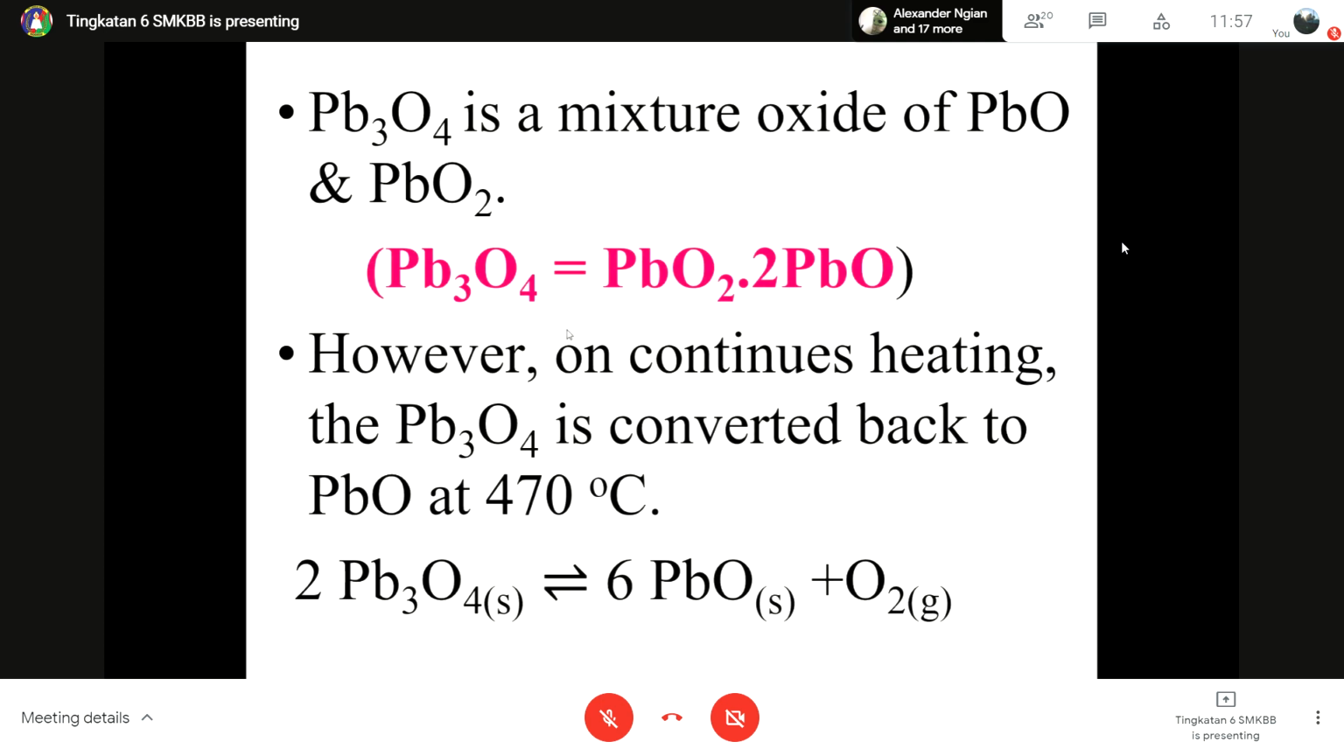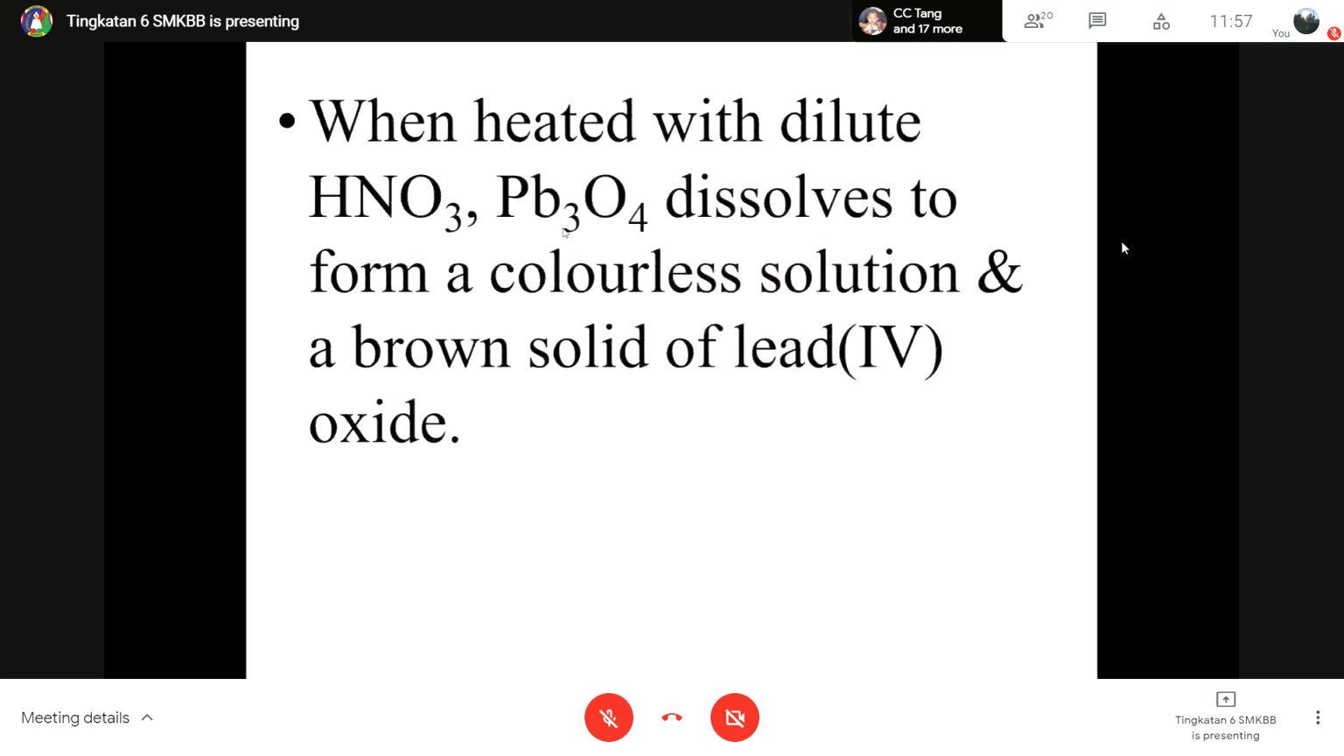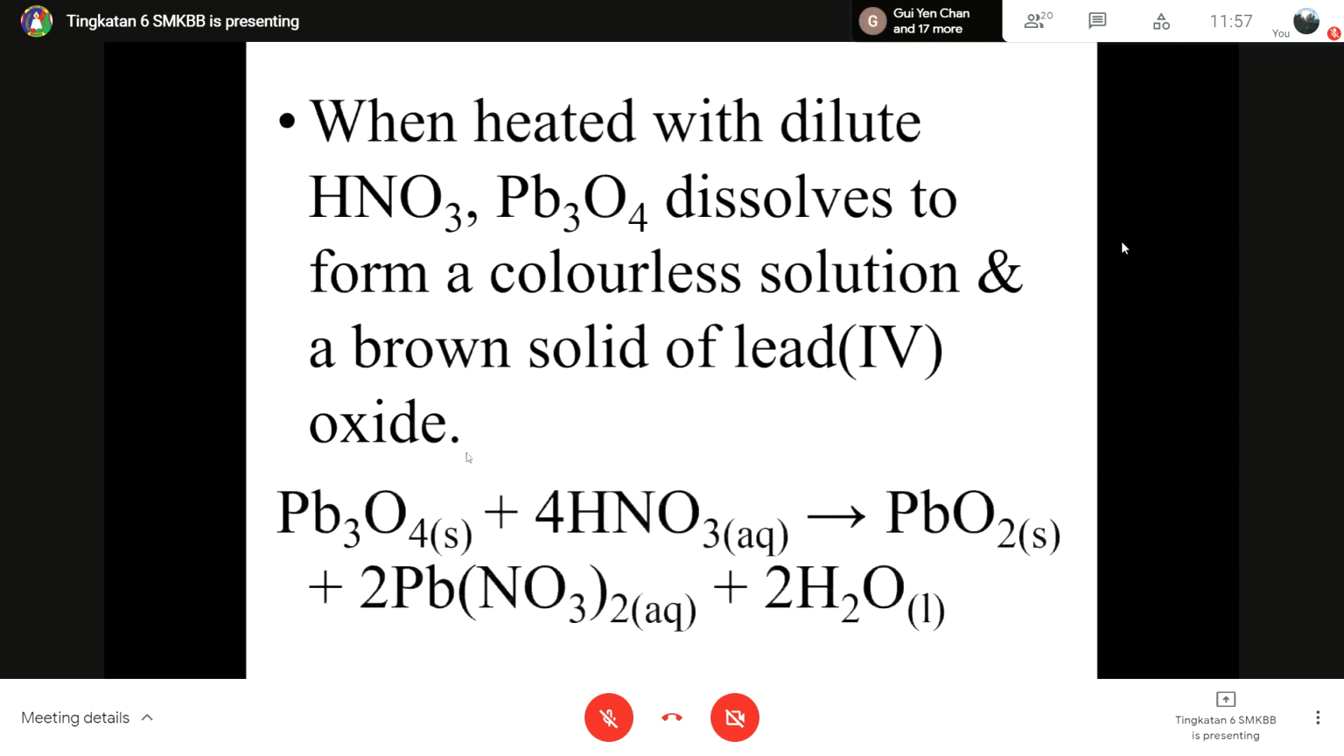Now, this one, the triplead tetraoxide, Pb3O4. If you heat with dilute nitric acid, you find that it will dissolve, that means it will react. Dissolve normally means it can react. It forms a colorless solution and a brown solid of lead 4 oxide. When these two react, you get this brown solid, PbO2, and lead 2 nitrate, a colorless solution, plus water.